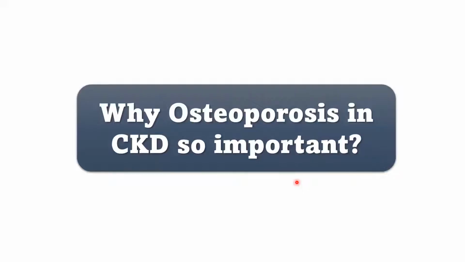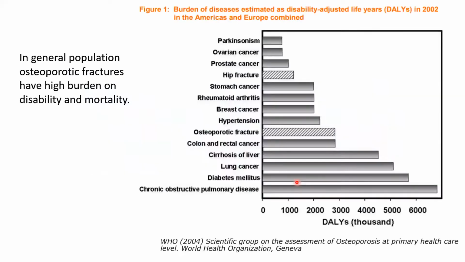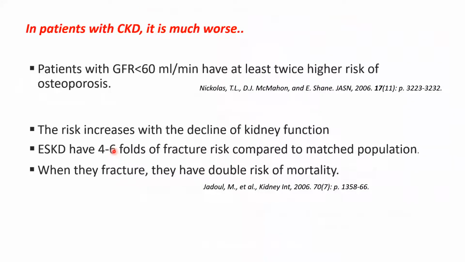So why is osteoporosis in CKD patients so important? In the general population, osteoporotic fracture has a high burden on disability. You can see osteoporotic fracture is second to colon cancer, liver cirrhosis, diabetes, COPD. So it has a very high burden. And in patients with CKD, it is much worse.